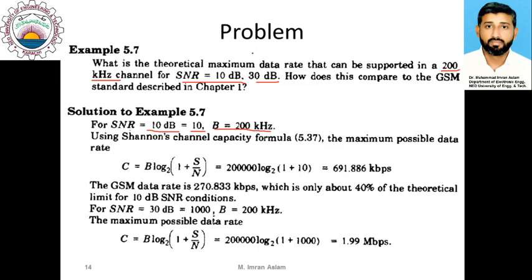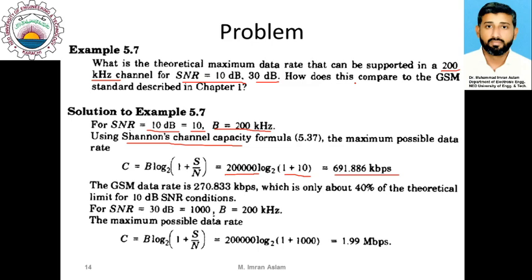If we calculate the channel capacity or maximum possible data rate, that will be represented by Shannon's law, which is C is equal to B log to the base 2 of 1 plus S by N. If you substitute the values here, the bandwidth is 200 kilohertz and S by N is 10. If you substitute it here, you can see that the maximum possible data rate is 691.886 kbps.